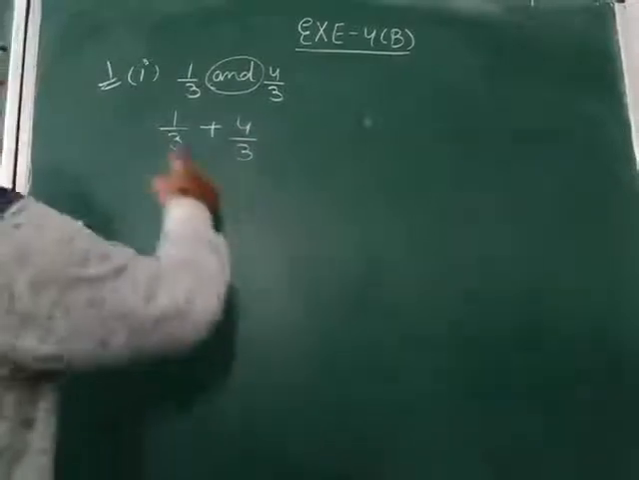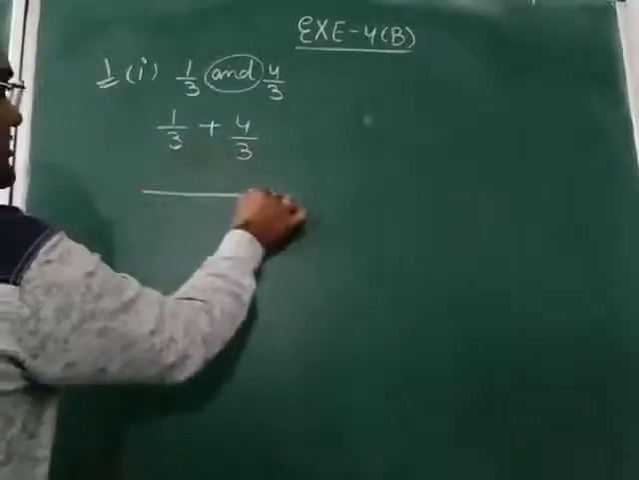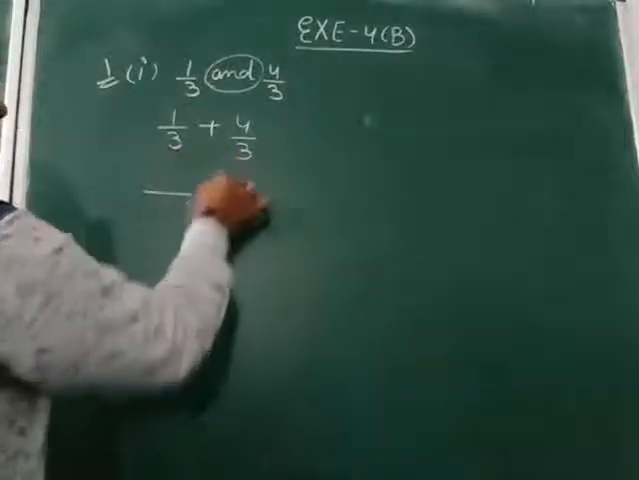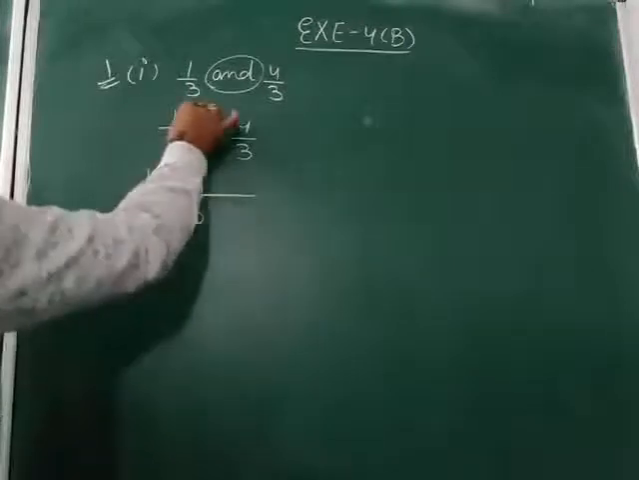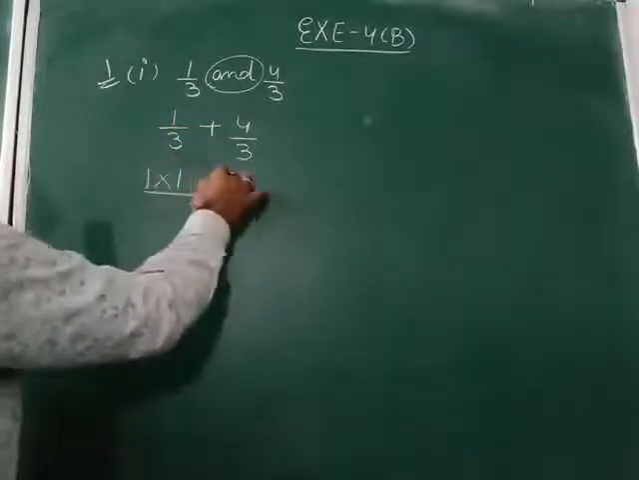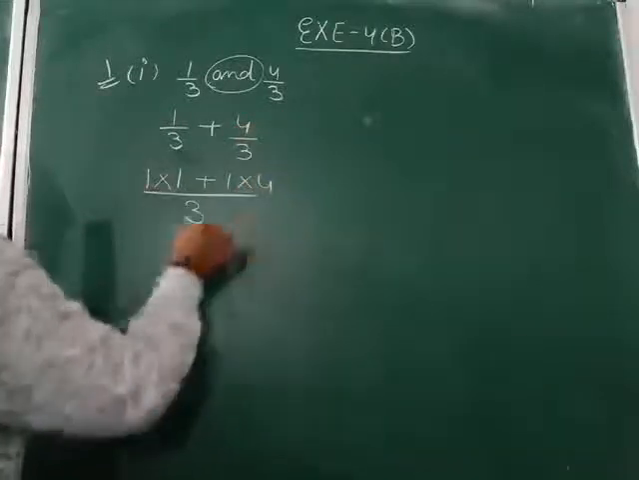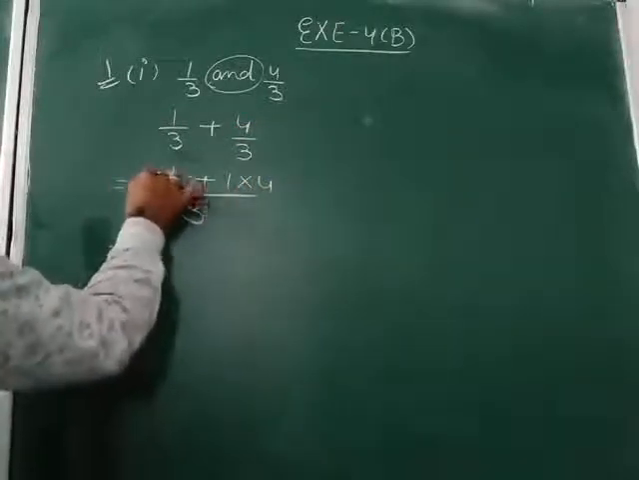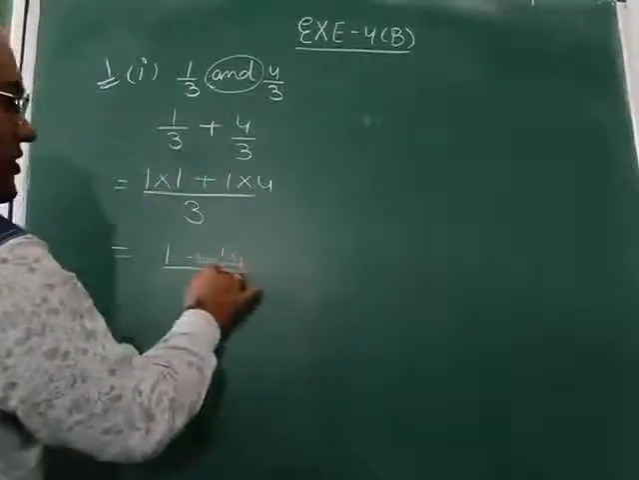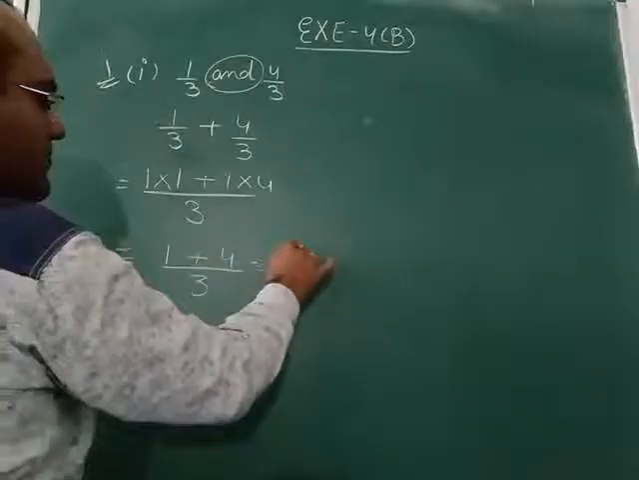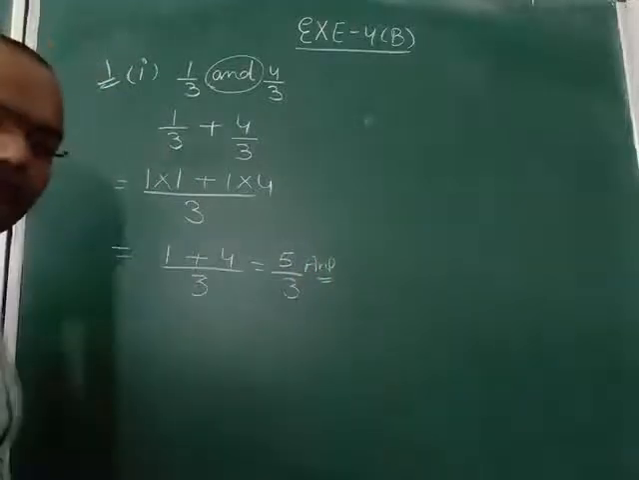Now in both the numbers the denominators are same, so in such a case the LCM will be 3 only. 3 ones are 3, so 1 into numerator is 1, plus 3 ones are 3, 1 into numerator is 4. Now on multiplying these numbers, 1 multiplied by 1 will be 1, 1 multiplied by 4 will be 4 upon 3, 4 plus 1 will be 5 upon 3. So this is your final answer of part number first.